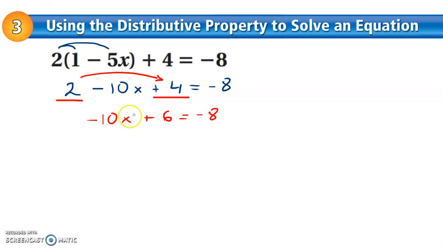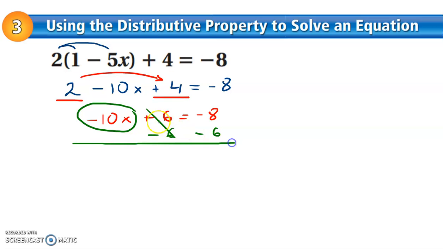Now we want to circle the variable term, subtract or eliminate what's outside, in this case by subtracting. The 6 cancels out, -10x carries down is equal to -14.